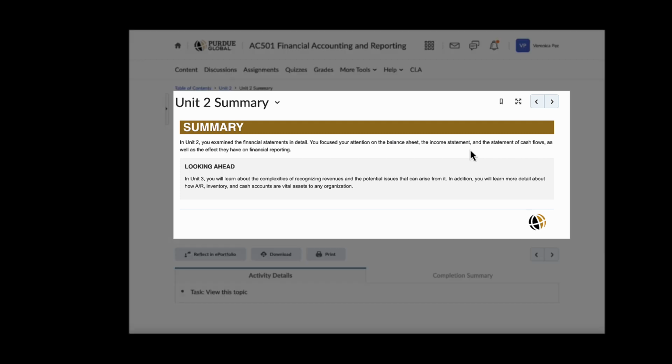Once you have completed all of those activities, you would get to the end of our Unit 2, and hopefully you'll have a better understanding of the financial statements in detail. Hopefully you would have gathered information on the balance sheet, the income statement, and the statement of cash flows, and the effect that these financials have on the overall financial reporting process.